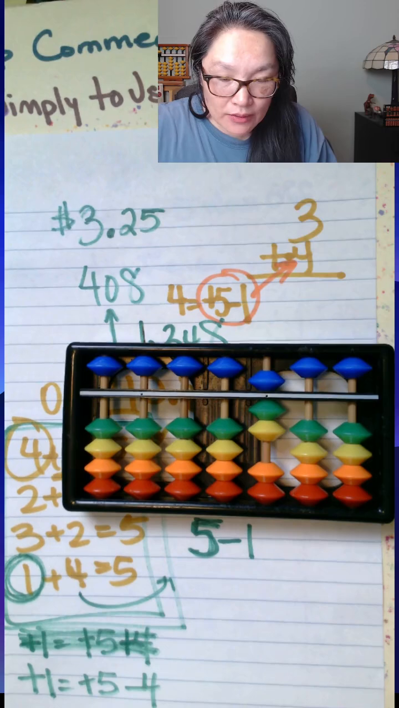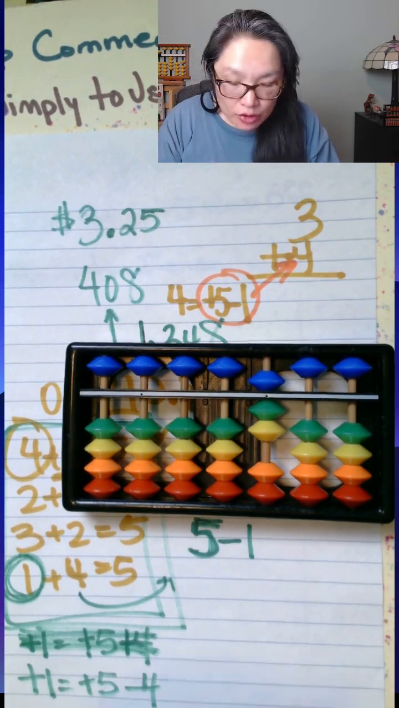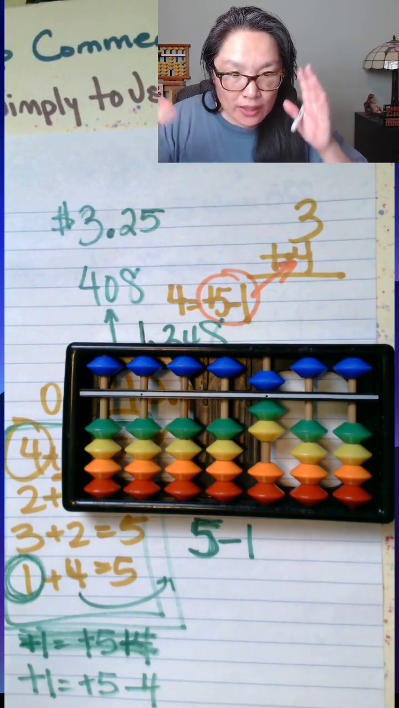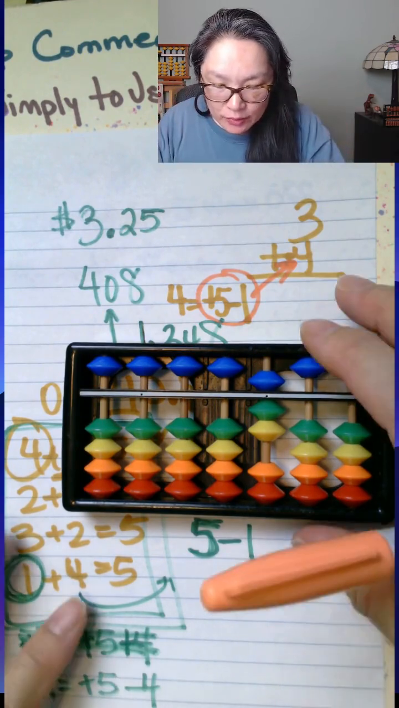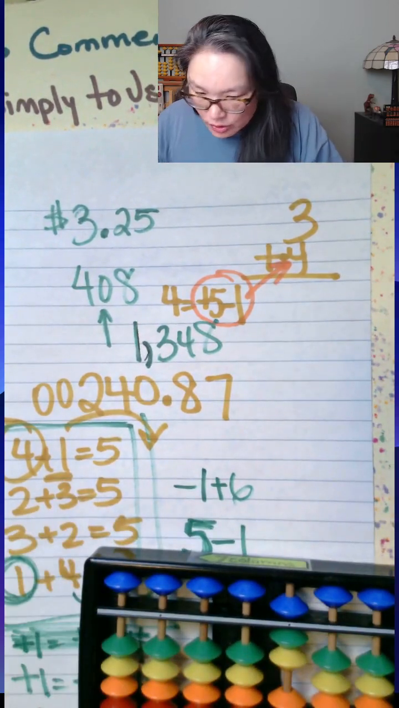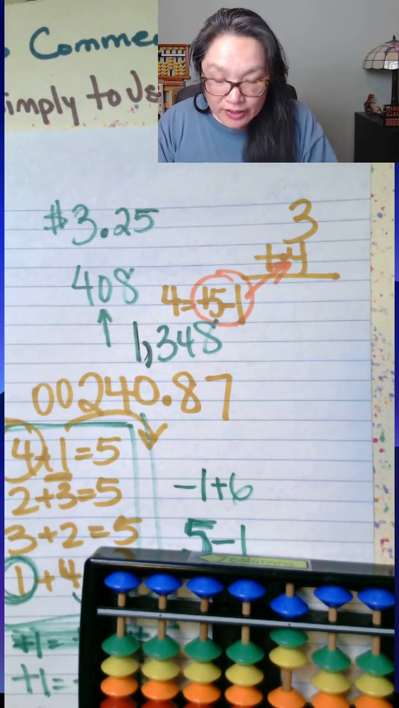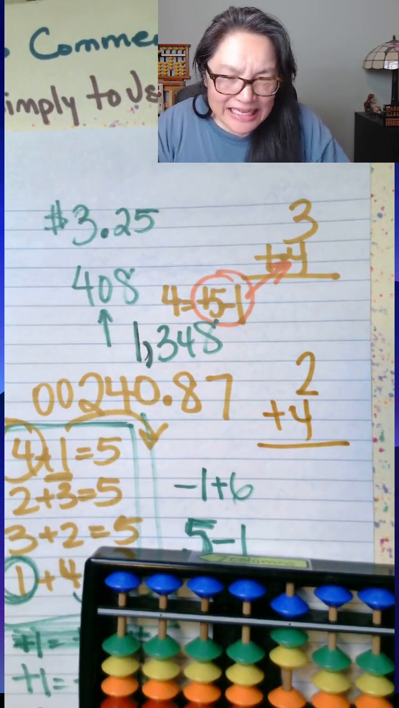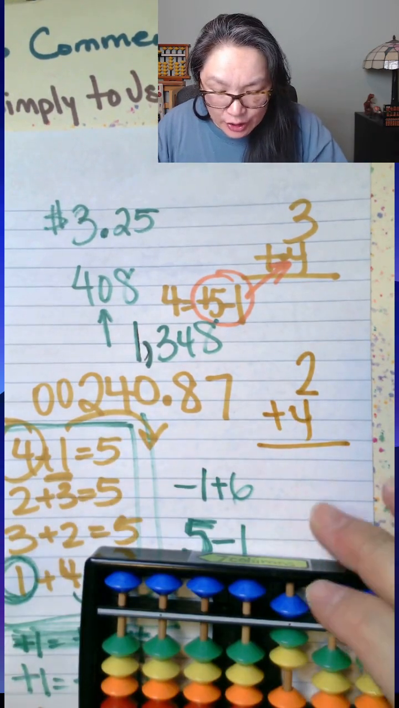Makes sense, right? It's easy, simple to use, easy to understand. I know I have to take it a little bit slower. So let's do another one. We know the basics, we know the foundation. Let's do 2 plus 4. Easy, we could do it in our head, not a problem. But how do you do it on the abacus?